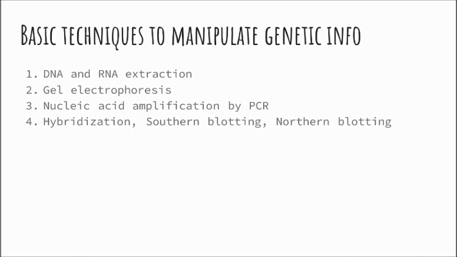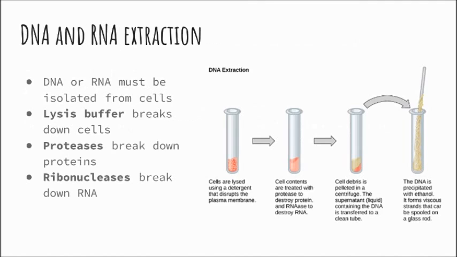Scientists use some basic techniques to manipulate genetic information, and we used quite a bit of these this semester in lab. So DNA and RNA extraction, gel electrophoresis, nucleic acid amplification by PCR, polymerase chain reaction, hybridization, Southern blotting, and Northern blotting.